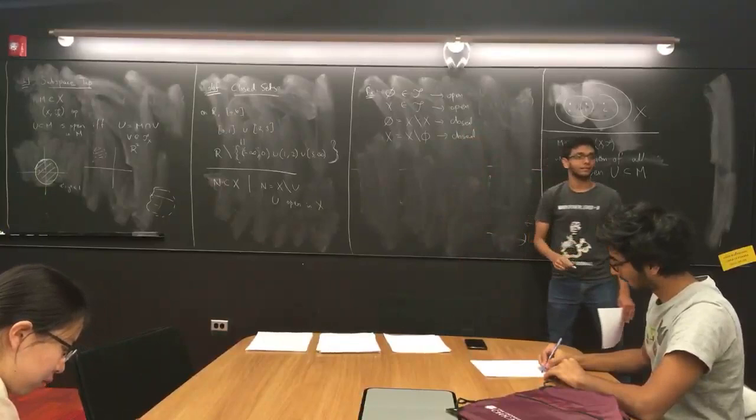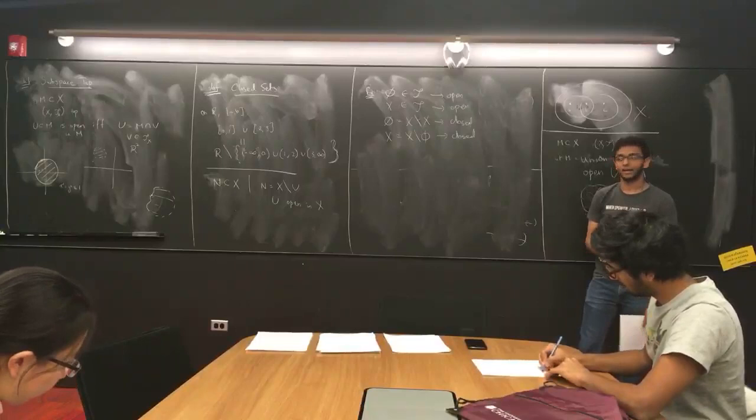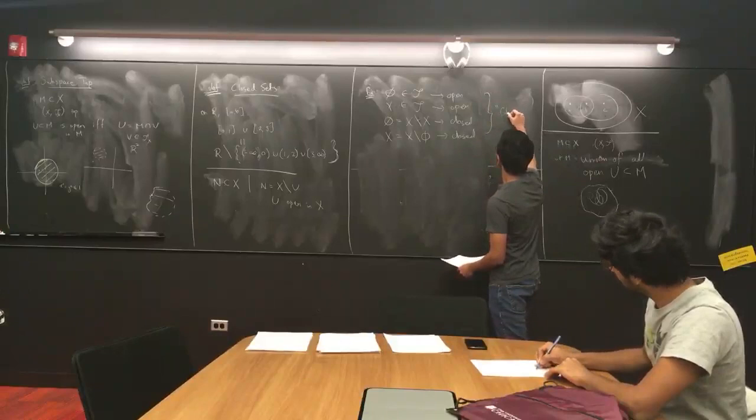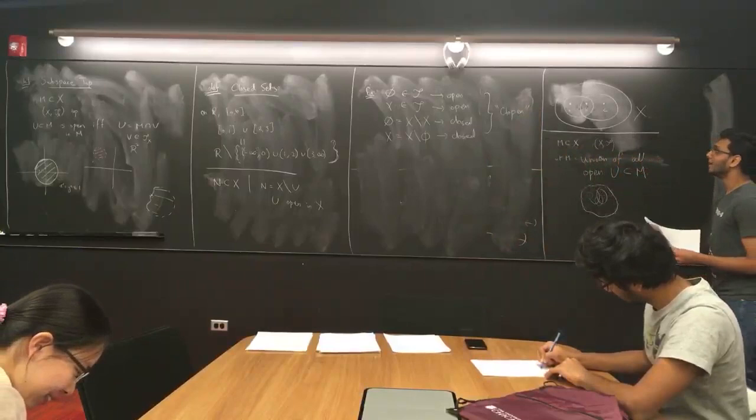There can be more. Whether there are more examples or not is related to whether the space is connected, which we'll get to. These sorts of sets are called clopen sets, which is a very weird name, but topologists use it. So these are sets that are both closed and open.